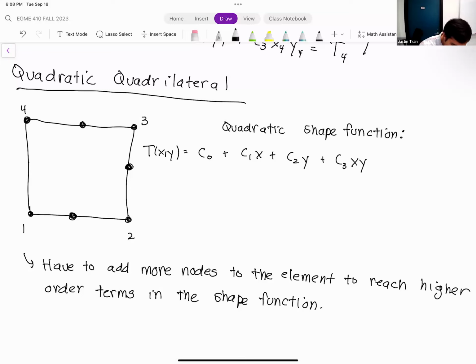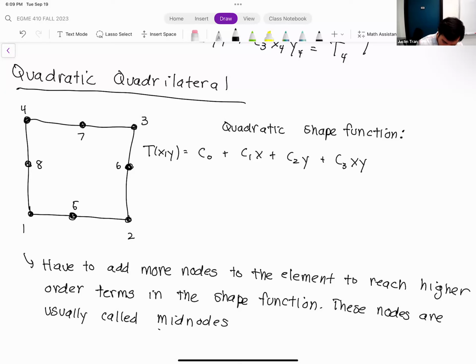For each edge of the element, we're going to add one node in the middle. Since our element here has four sides, we're going to add four nodes. It'll be node 5, 6, 7, 8. Since we're adding these nodes in the middles of the edges, we usually call these mid nodes. And with their addition, we're able to bring up the order of our shape function.